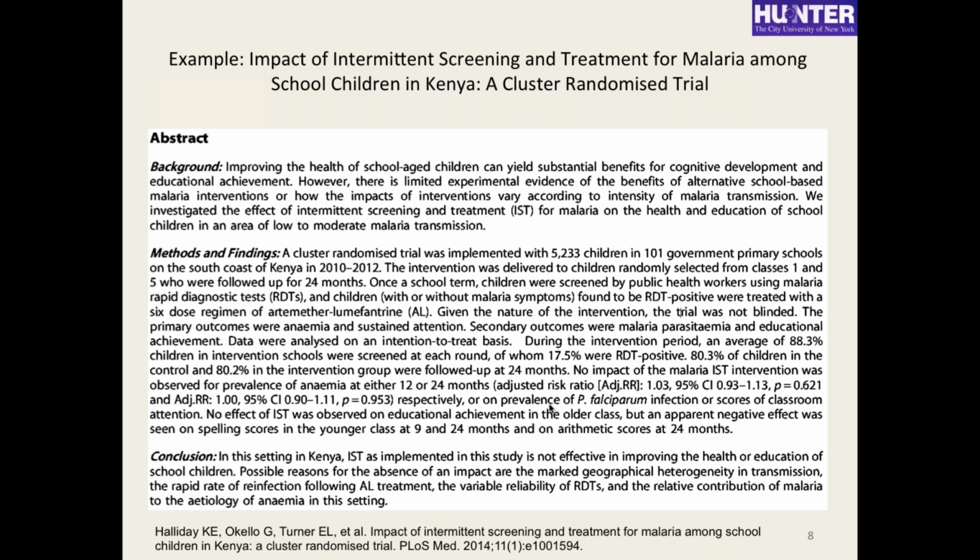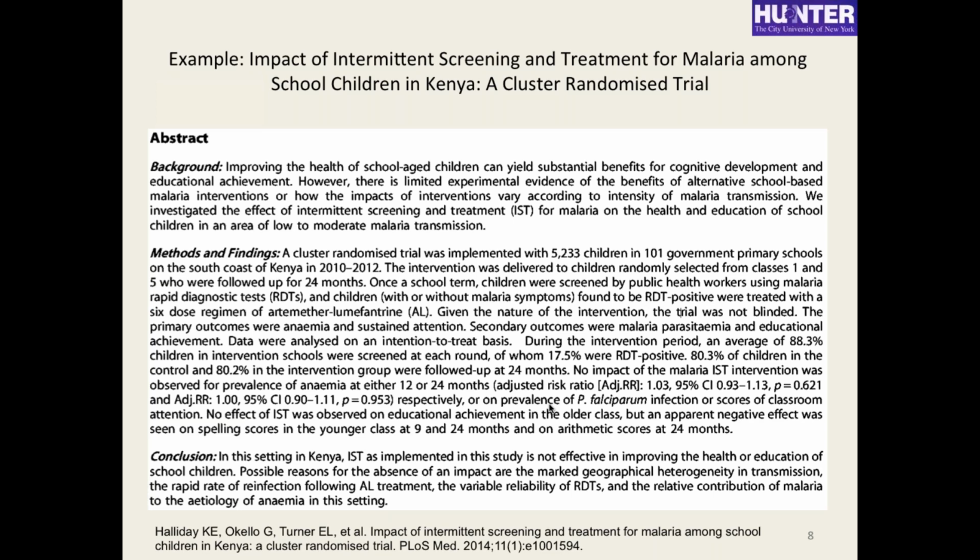In Kenya in 2010 to 2012, the intervention was delivered to children randomly selected from classes 1 through 5, who were followed up for 24 months. Once a school term, now it might be a public health kind of intervention, like teaching them about mosquito screens and so on, or it may have been some other public health intervention. Once a school term, children were screened by public health workers using a malaria rapid diagnostic test, and children with or without malaria symptoms who were found to be RDT positive were treated with a 6-dose regimen of a drug. Given the nature of the intervention, the trial was not blinded because they had to know whether or not they were positive.